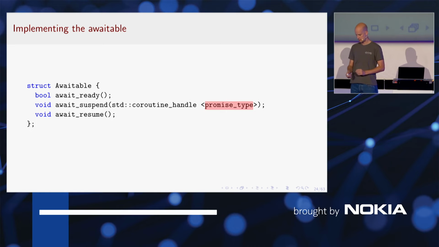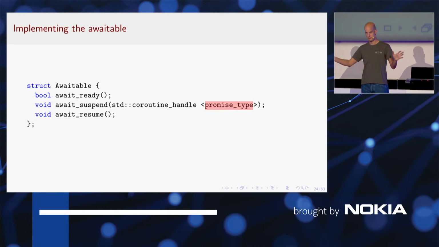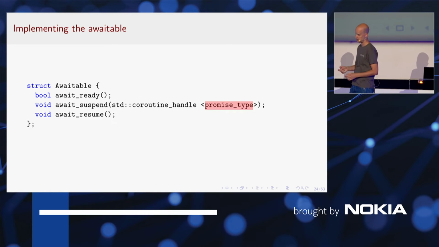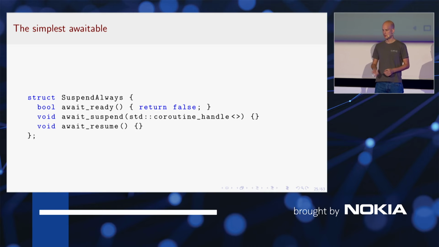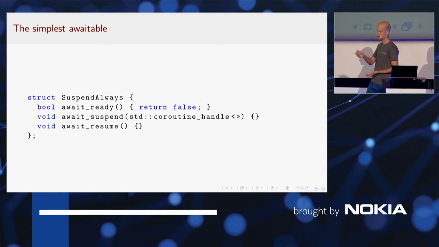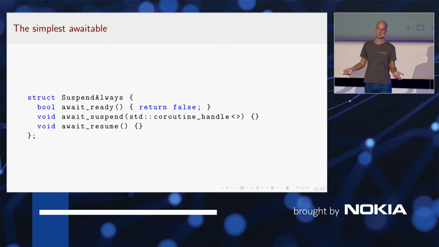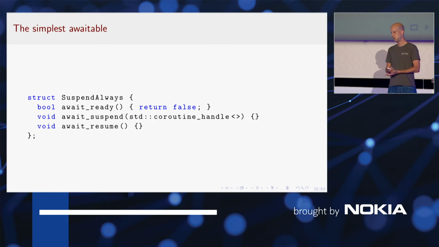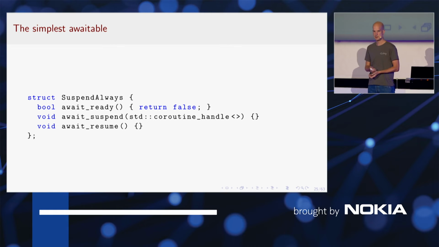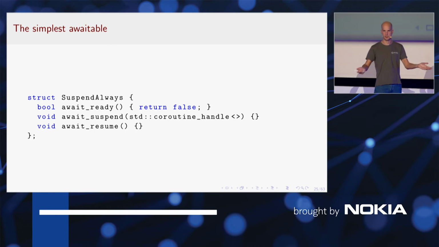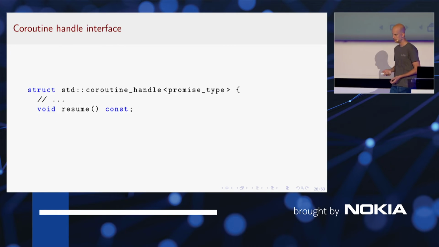And now we're almost through with all the stuff that we have to look at, which I know is a lot. So the simplest possible awaitable that you could implement is this. You just leave the suspend and resume empty, and on await_ready, you just return false. And that is actually this suspend_always that we saw before, which is provided by the standard library. And you can probably guess now what the suspend_never looks like. It just returns true in the await_ready, but is otherwise exactly the same.